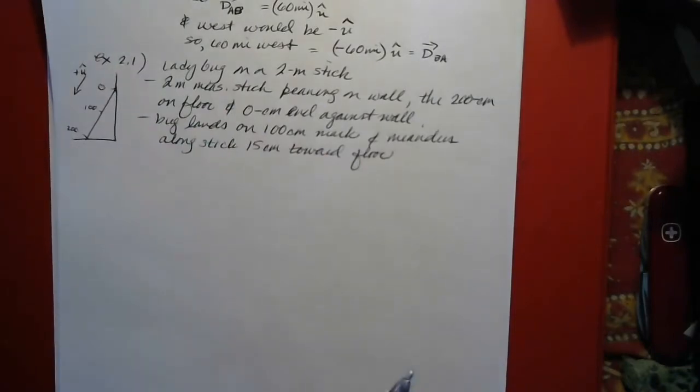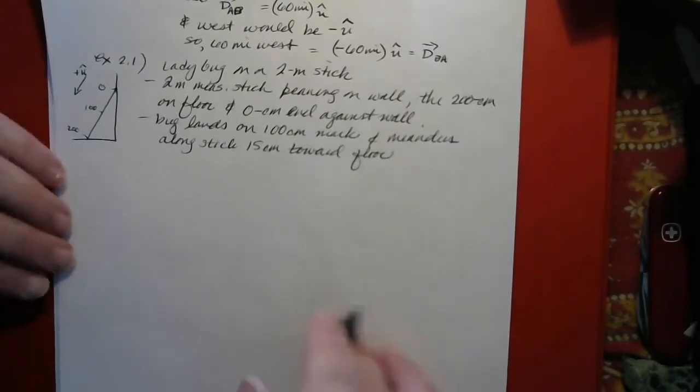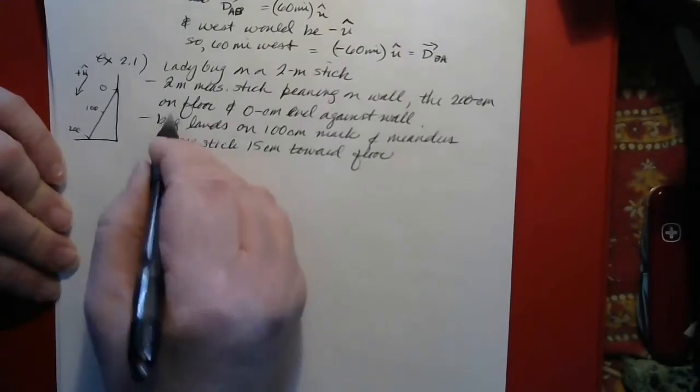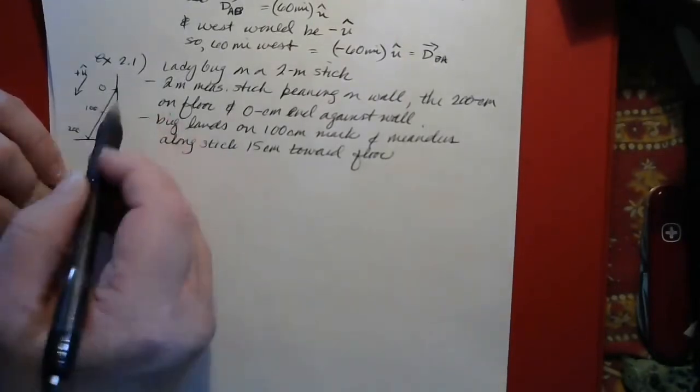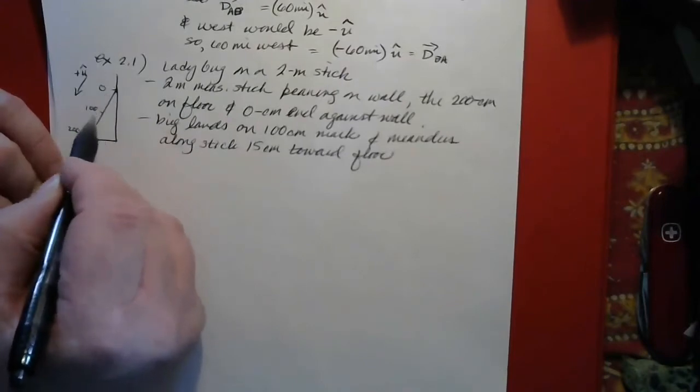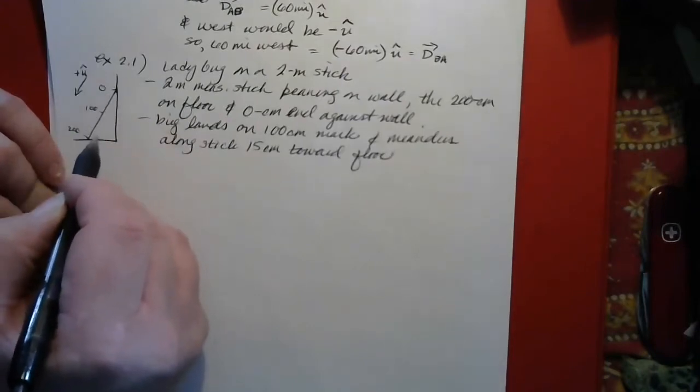And because of the direction that the numbers go, it's probably more convenient for us to define the positive direction as being from 0 towards 200, even though that's downward, which we're not used to. It does at least comport with the numbers. Okay, so actually, when I left off here, the bug was walking 15 centimeters toward the floor. The bug probably traces out a meandering path as it goes along the stick.